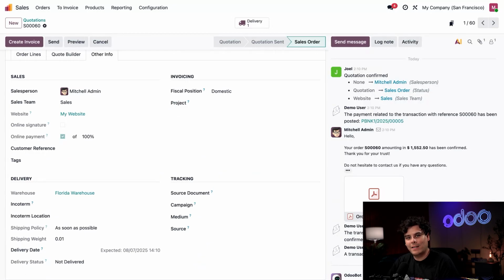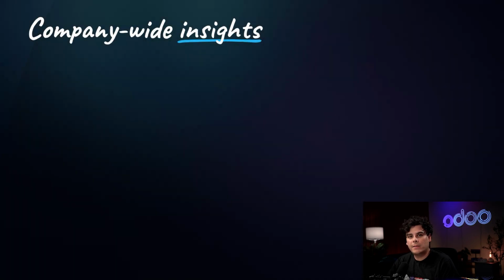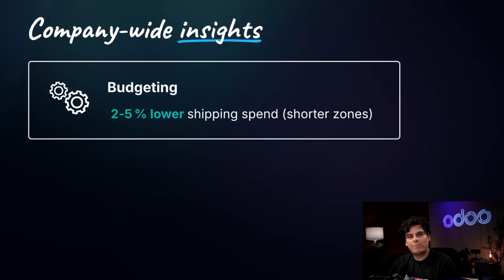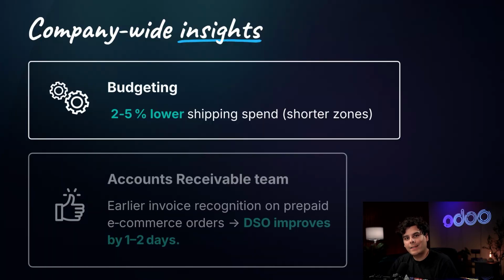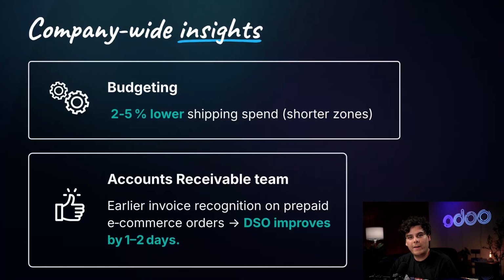By automatically assigning the closest warehouse based on customer location, Odoo's AI automations transform a logistics pain point into a competitive advantage. These logistics gains ripple into other departments as well. Finance teams see 2 to 5% lower shipping spend due to shorter freight zones. And accounts receivable can recognize revenue faster, improving day sales outstanding by 1 to 2 days.